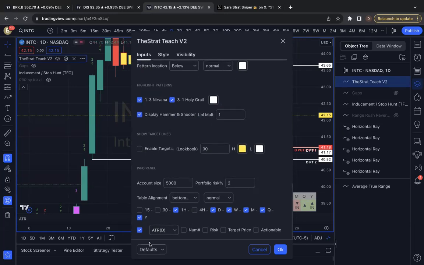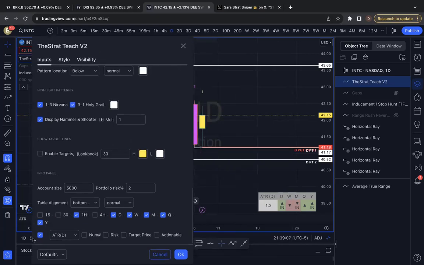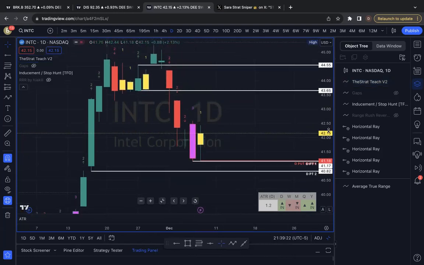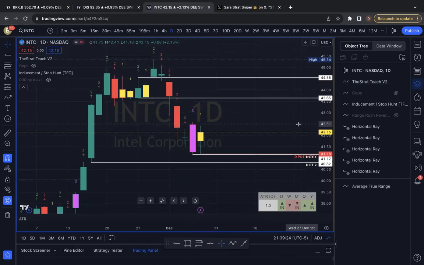And the way I have my ATR set up, I just have ATR clicked on, and that allows it to pop up. If you want to take it off, you just unclick it and you see it goes away. But I highly recommend the Strat Teach V2. It's a great strat indicator, one of my favorites, and it's very, very customizable to however you like it. Any more questions?